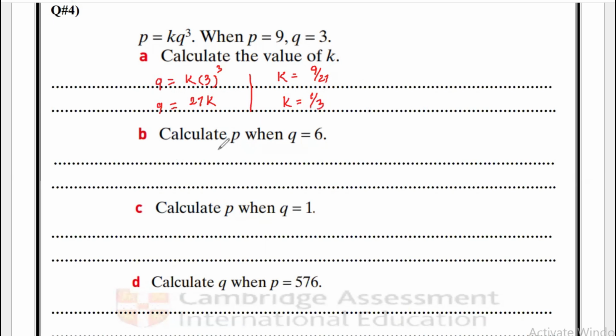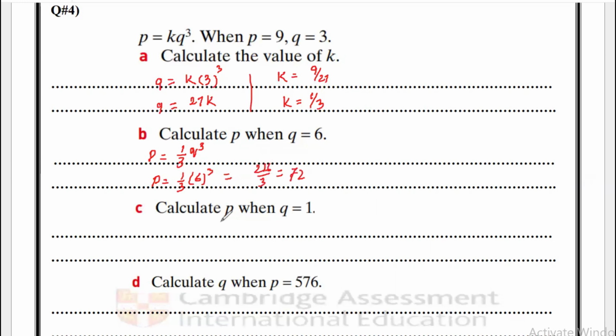Next, calculate P when Q is 6. So our relation between P and Q, including the value of the constant, is P is equal to 1 over 3 Q power 3. This will help us to find the rest of the answers. So as Q, we know that it is 6. So 1 over 3, 6 cubed. 6 cubed means 216 divided by 3, 72.